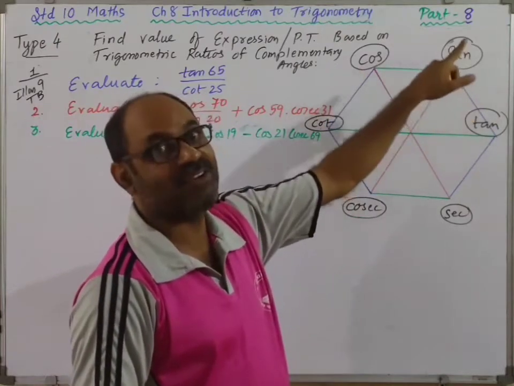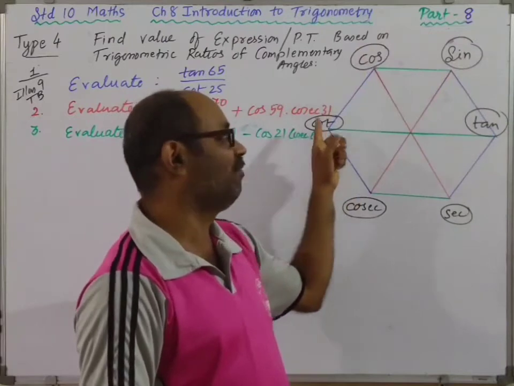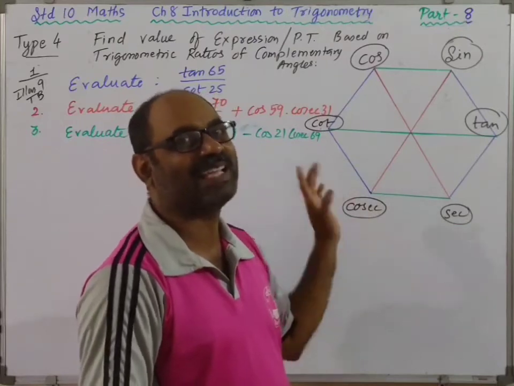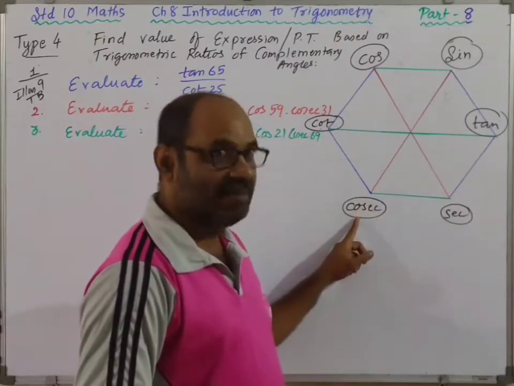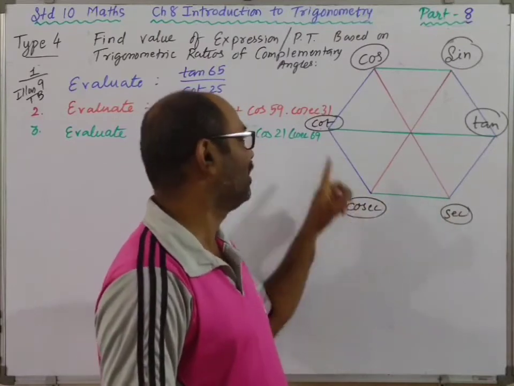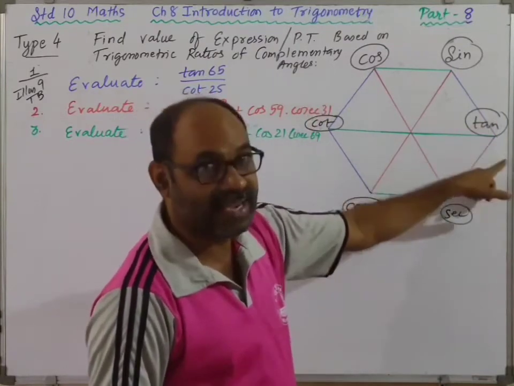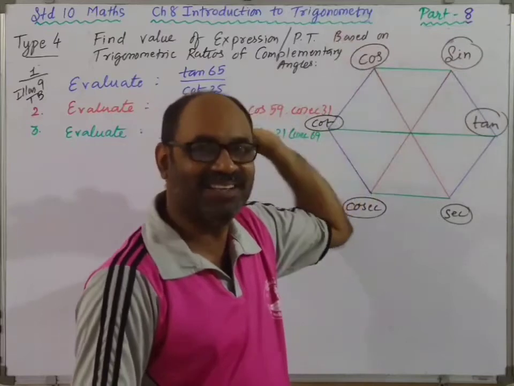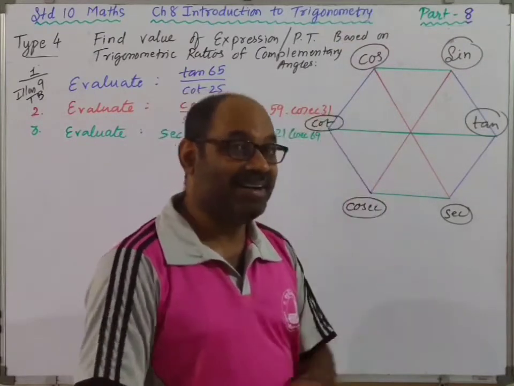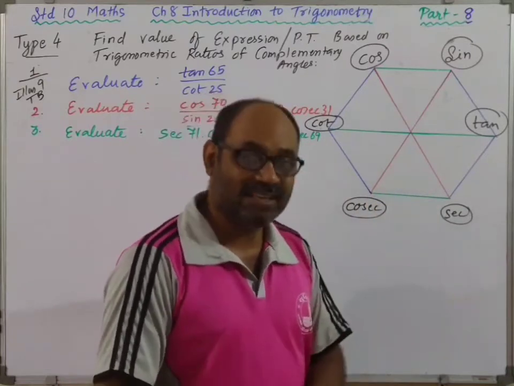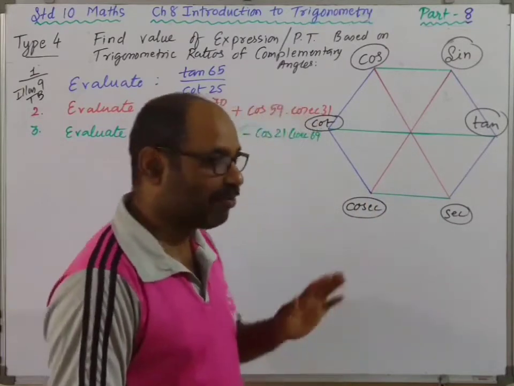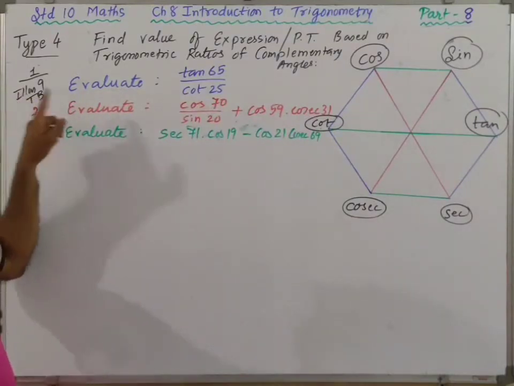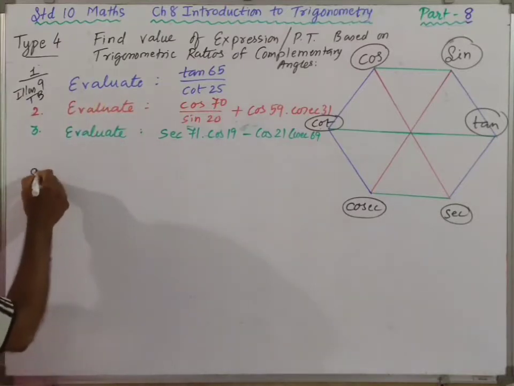Complementary of cos is sine, complementary of sine is cos, complementary of cot is tan, complementary of tan is cot, complementary of cosec is sec, complementary of sec is cosec. Cosec 90 minus theta is sec theta, sec 90 minus theta is cosec theta, cot 90 minus theta is tan theta, tan 90 minus theta is cot theta, cos 90 minus theta is sin theta, and sin 90 minus theta is cos theta. So I reminded you again of the trigonometric ratios of complementary angles, and we are going to use that. Okay, let's see the first example. It is from your textbook, illustration number 9. Evaluate. Solution 1.